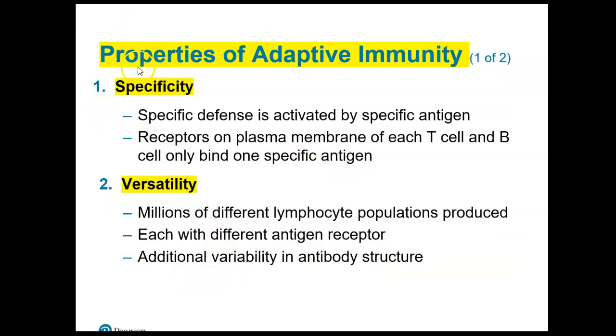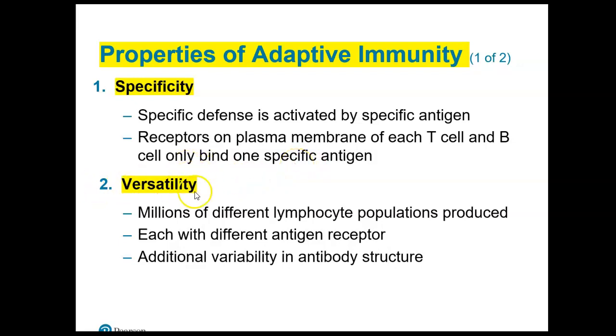Now, there are 5 properties of adaptive immunity. One is specificity, which we've already talked about. The T cells and B cells have receptors on their plasma membranes, receptor proteins, that have a shape similar to the antigen that they're being exposed to. So that foreign antigen must have a receptor on a T or a B cell that can bind to it. And it's specific just to that antigen.